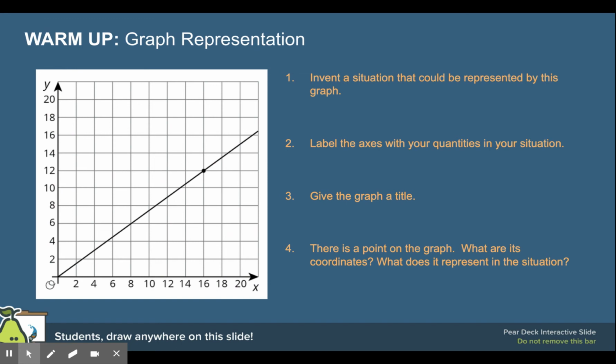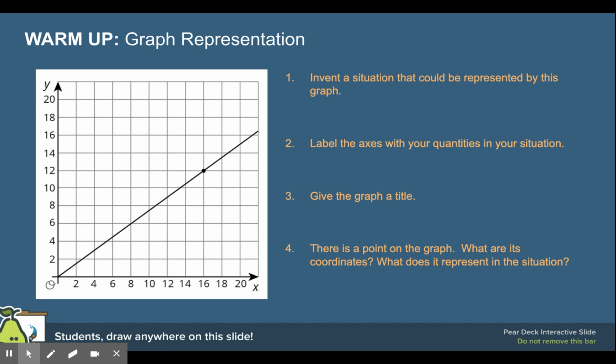So let's start off with this warm-up here. Use your notes to begin this warm-up. Invent a situation that can be represented by this graph. All right, so remember, they said miles was down here and money. You could choose whatever you want. You could choose miles and distance, or time and distance, let's say. Time and distance. Whatever you can come up with, choose a situation that works for you.